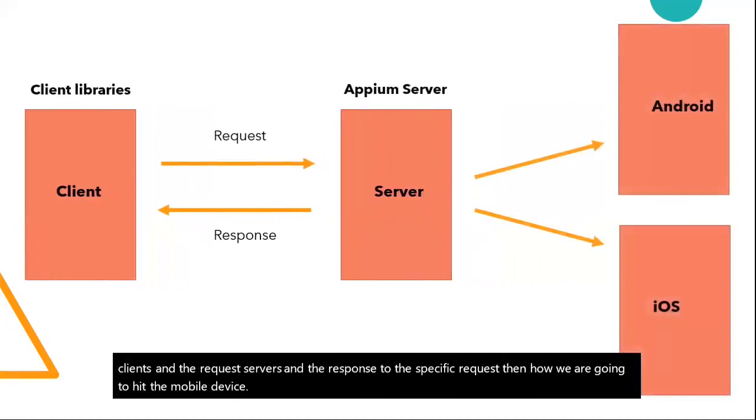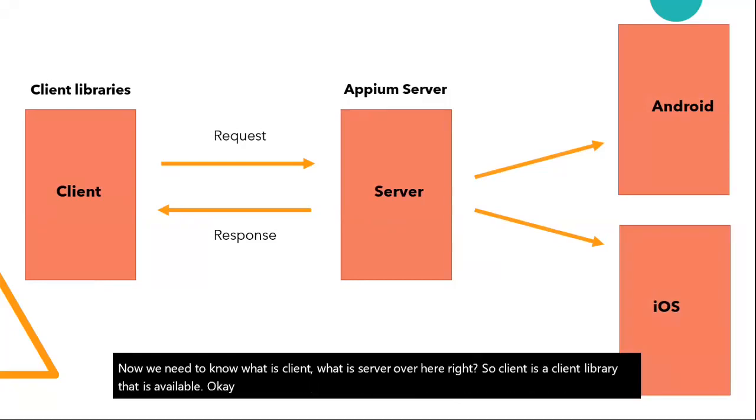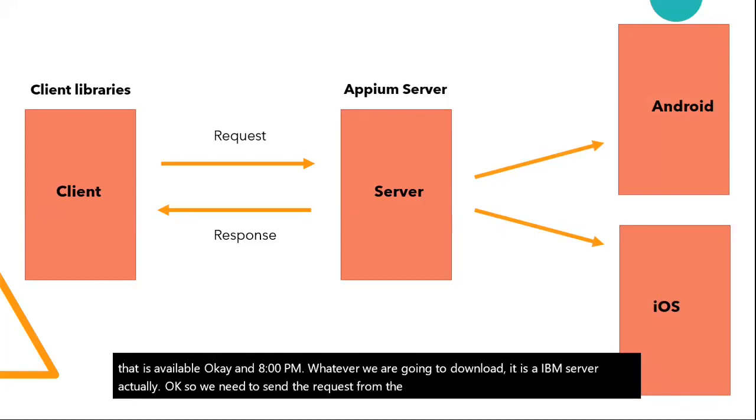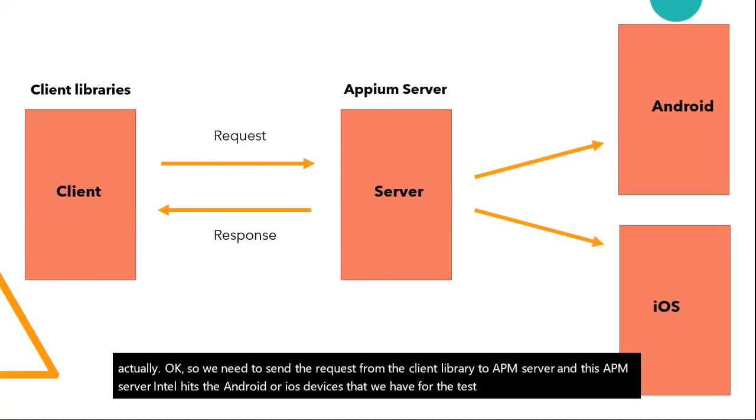Now we need to know what is the client and what is the server over here. The client is a client library that is available. And the Appium that we are going to download is actually the Appium server. So we need to send the request from the client library to the Appium server, and this Appium server in turn hits the Android or iOS devices that we have for the test. How is this going to work?